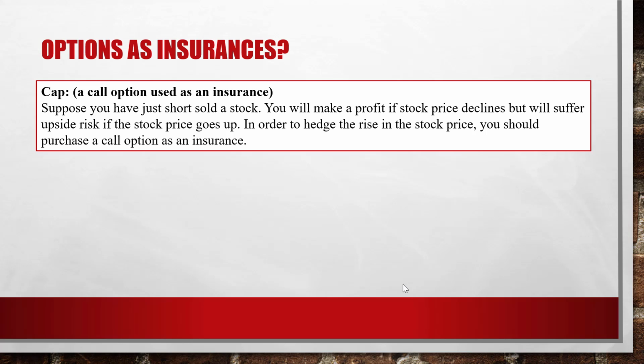Similar to a floor, we also have a cap. A cap is an example showing that a call option can be used as insurance. Suppose you have just sold a stock. You will make a profit if the stock price declines, but you will suffer upside risk if the stock price goes up. So again, in order to hedge the rise in the stock price, you should purchase a call option as insurance.